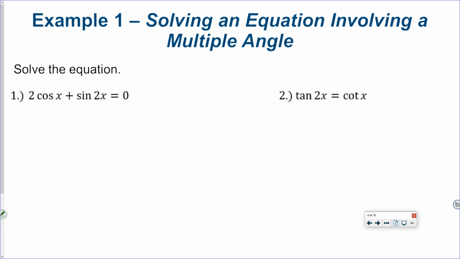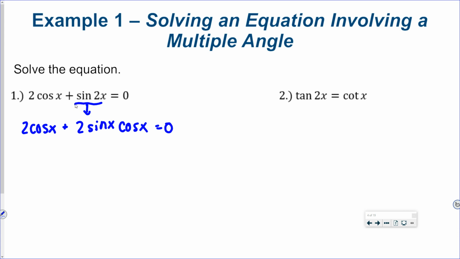And I see I have the sine of 2 times x. So looking at my identity sheet for that double angle formula, I know that that is the same as 2 times the sine of x times the cosine of x. Everybody okay with where I got that? Right from the identity sheet.